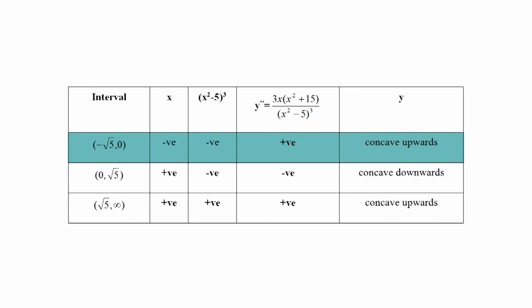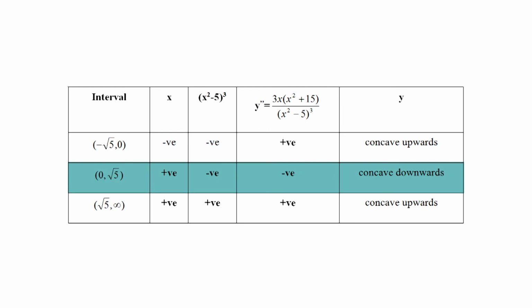In the interval minus root 5 to 0, x is negative, (x square minus 5) whole to the power 3 is negative. So, that y double dash is equal to 3x into (x square plus 15) whole divided by (x square minus 5) whole to the power 3 is positive. So, that y is concave upwards.